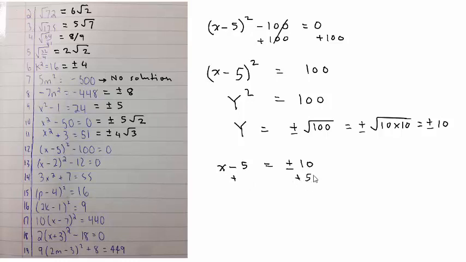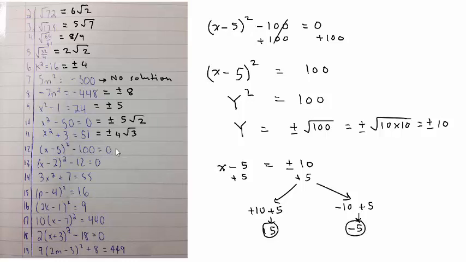Now, adding 5 to both sides can be confusing over here. Plus or minus 10 plus 5 actually means two things. There are two answers to the problem. One is you use plus 10 and you do a plus 5, so that gives you x as 15. And then you use negative 10 and then you do a plus 5. So that gives you negative 10 plus 5, which is negative 5. So there are two answers, 15 and negative 5.